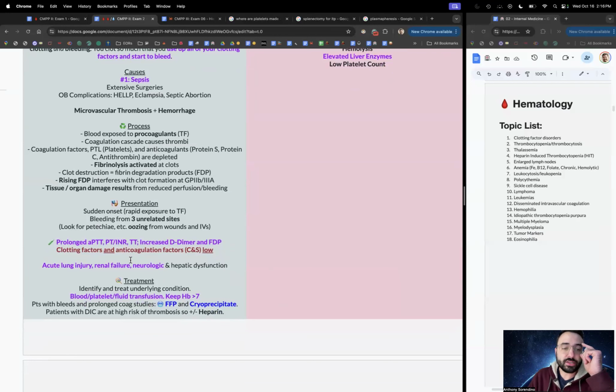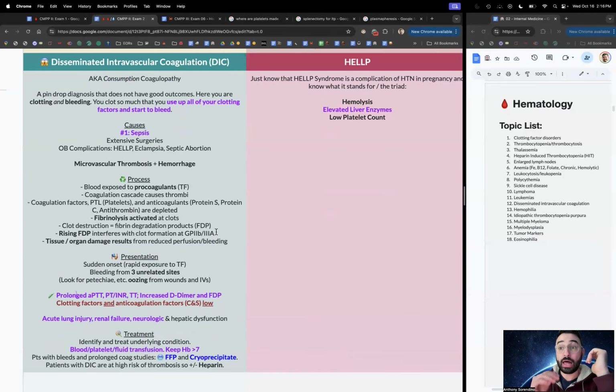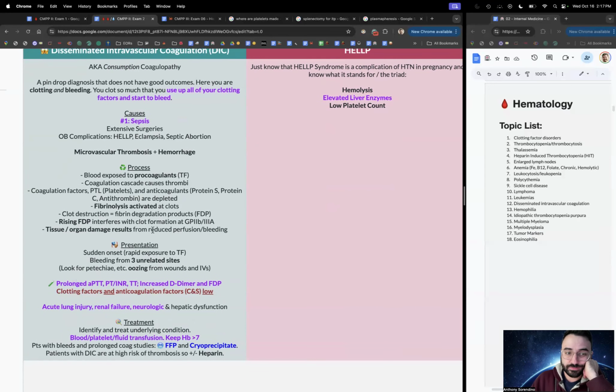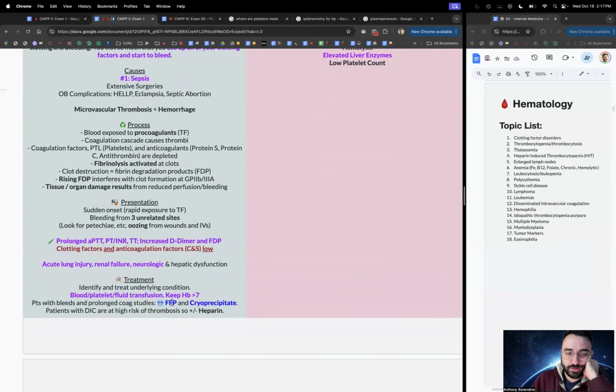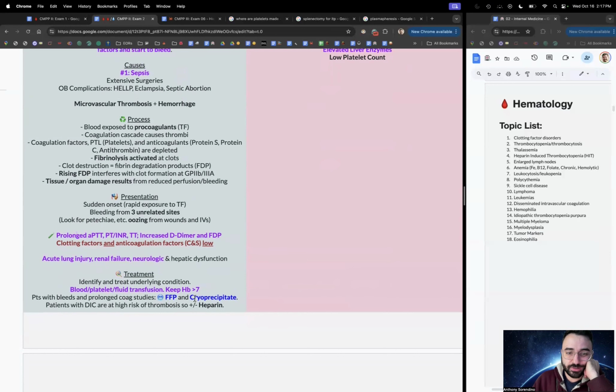And the interesting thing here is you clot so much, it's called a coagulation. You clot so much, it's similar to how you use up all your platelets and then you might bleed. You use up all of your clotting factors, then you start bleeding because you don't have any clotting factors left. Treatment, a blood transfusion because you're going to be bleeding. Treat the underlying condition if they have sepsis. And you can give them fresh frozen plasma, cryoprecipitate.